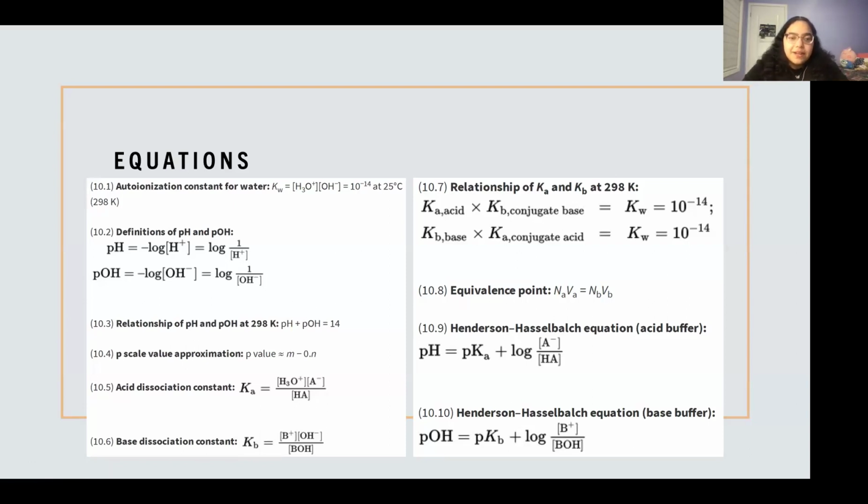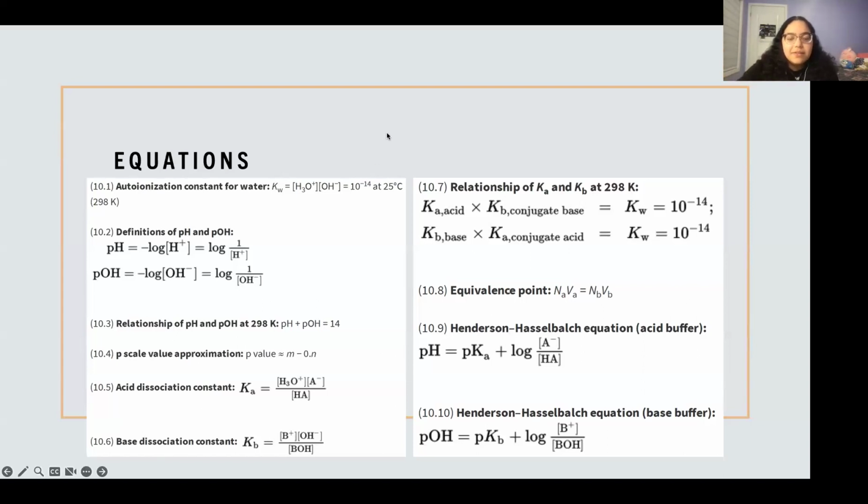When you're thinking of a negative log, that's also the same as logging the reciprocal, but either way. The relationship of pH and pOH, based on that first equation, is that they add to 14. So on the scale in general, they'll be going from 0 to 14, and if you have one, you can subtract from 14 to get the other.